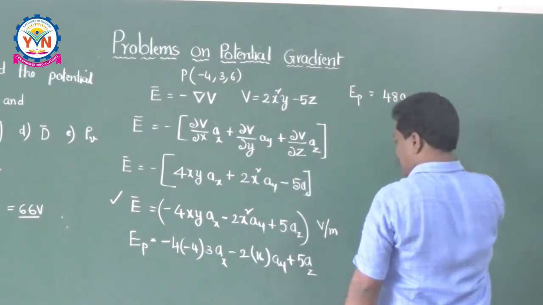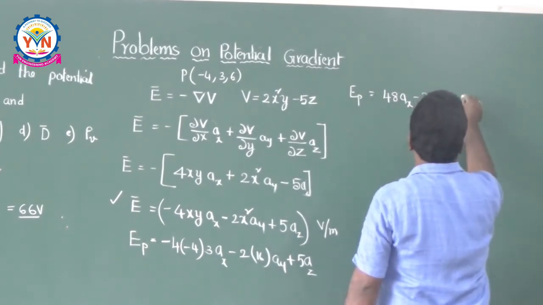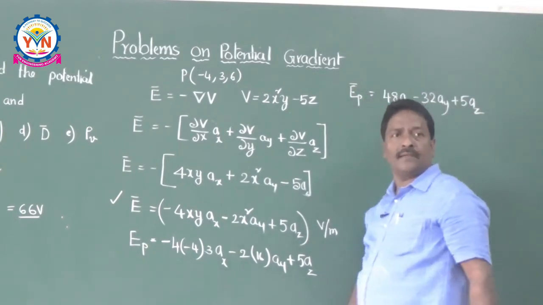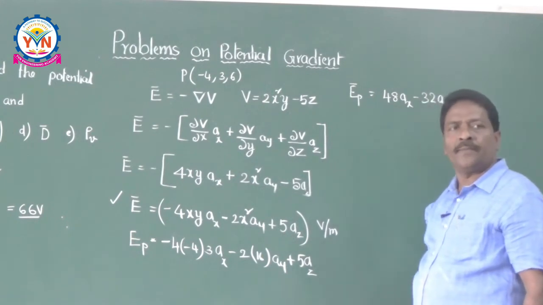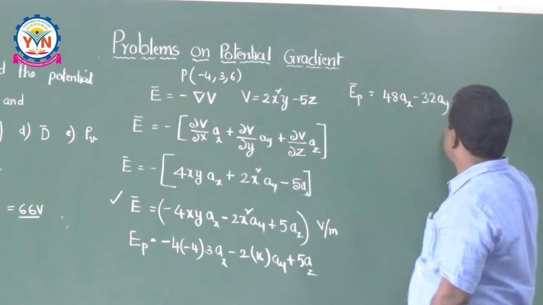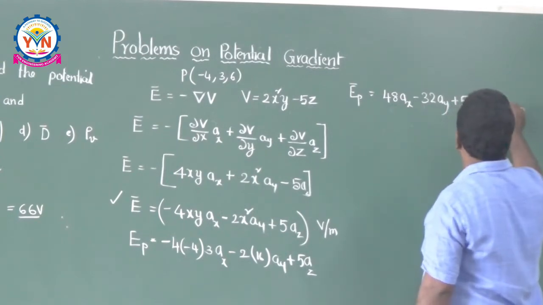And you can say plus 5 AZ. This is nothing but the electric field intensity at the point P. So that's why E at P is 48 AX minus 32 AY plus 5 AZ volt per meter.